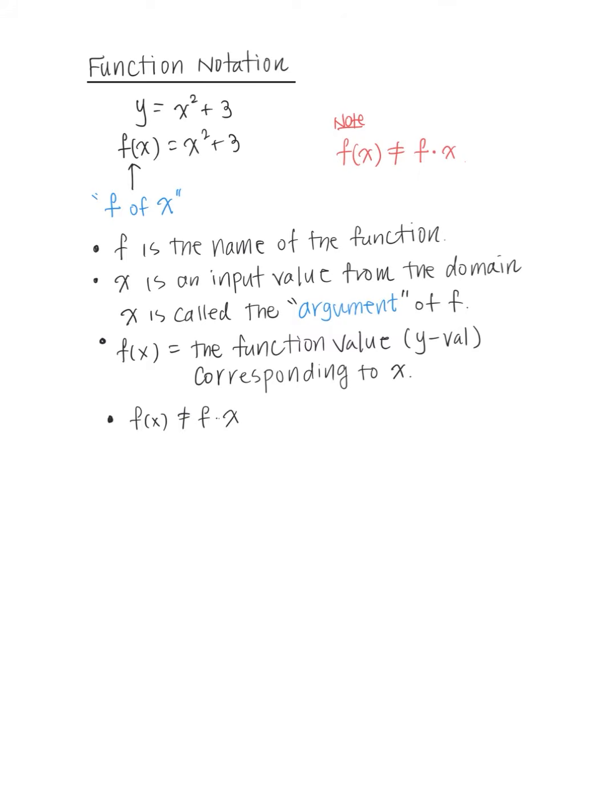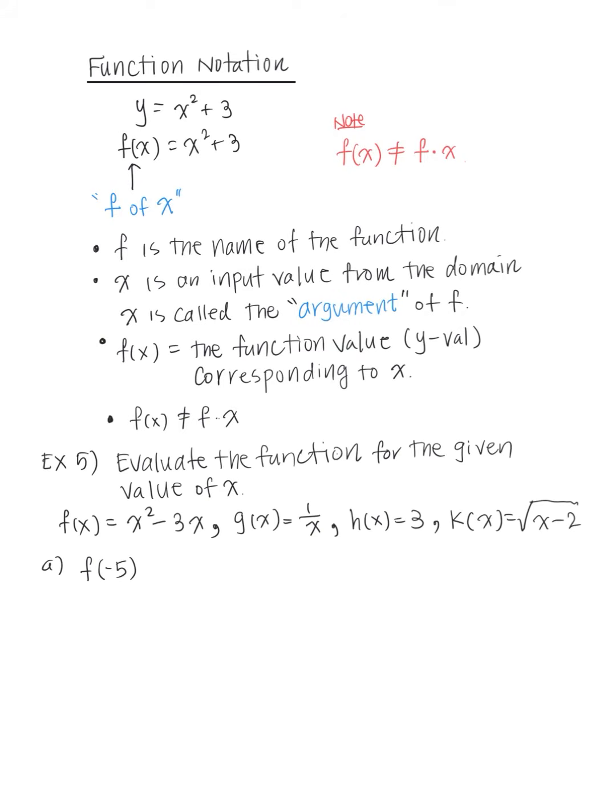All right, let's do some examples. Example 5 says, evaluate the function for the given value of x. So we're given f of x equals x squared minus 3x, g of x equals 1 over x, h of x equals 3, and k of x equals square root of x minus 2. So the first question is, find f of negative 5.